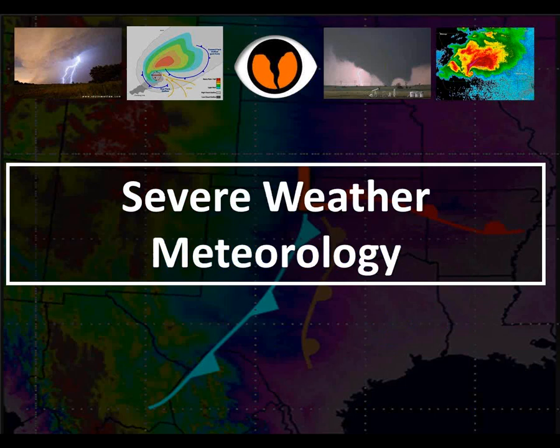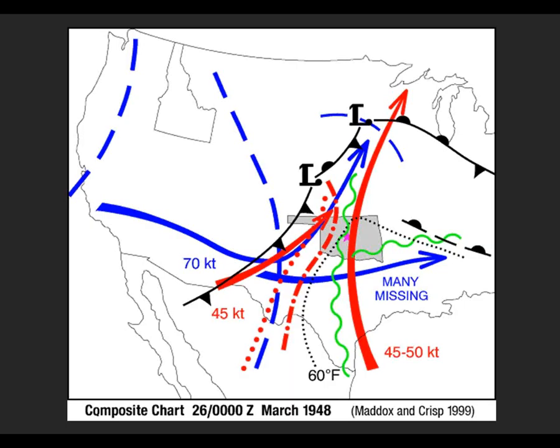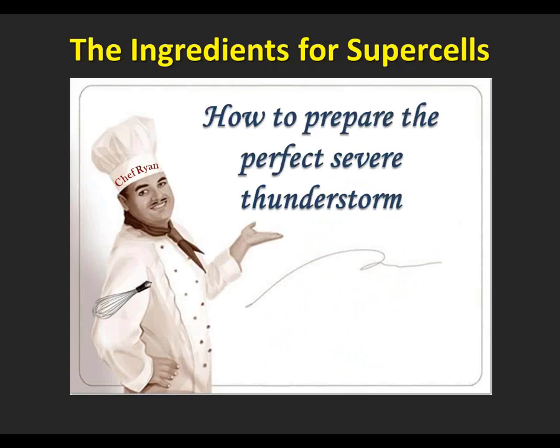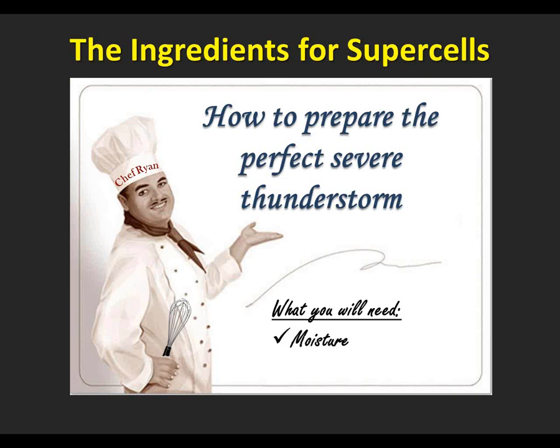All right, so briefly, let's talk about some severe weather meteorology. So here's a look at a composite chart. This is done by Maddox and Crisp in 1999, and this is actually for March 1948. It's just showing you all the ingredients basically that you need for severe weather. There's quite a few ingredients. This map is very busy, but there's 4 basic things, 4 things that you need to remember to have severe thunderstorms. And those ingredients first include moisture, and instability, lift, and wind shear.